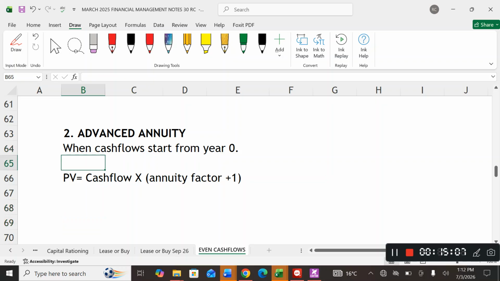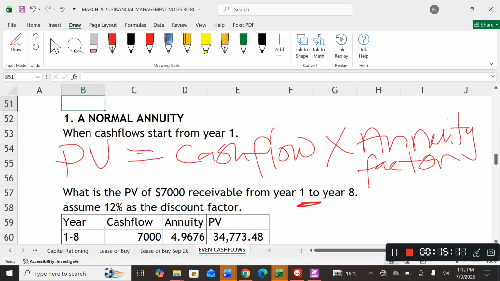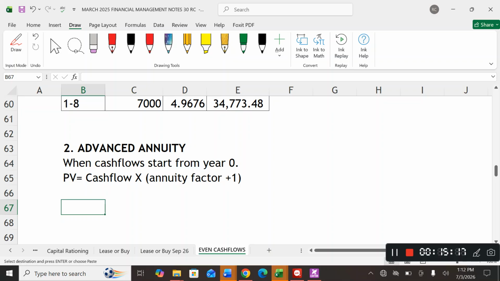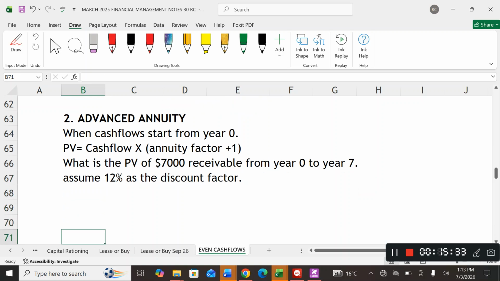Let us have an example. I'm just going to take this example here and move with this one. I'm going to change the years. What is the present value of 7,000 receivable from year 0 to year 7? These are 8 years starting from year 0. Assume the discount rate is 12%. So what is the present value?